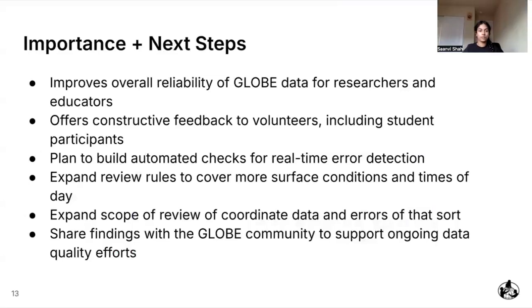So what is the importance of our research? We hope that it'll improve the overall reliability of GLOBE data for researchers and educators. We also want to be able to offer constructive feedback to volunteers, including student participants. Our next steps are to plan to build automated checks for real-time error detection. And we also want to expand review rules to cover more surface conditions and times of day. We want to expand the scope of our review of coordinate data, and we want to share our findings with the GLOBE community to support ongoing data quality efforts.